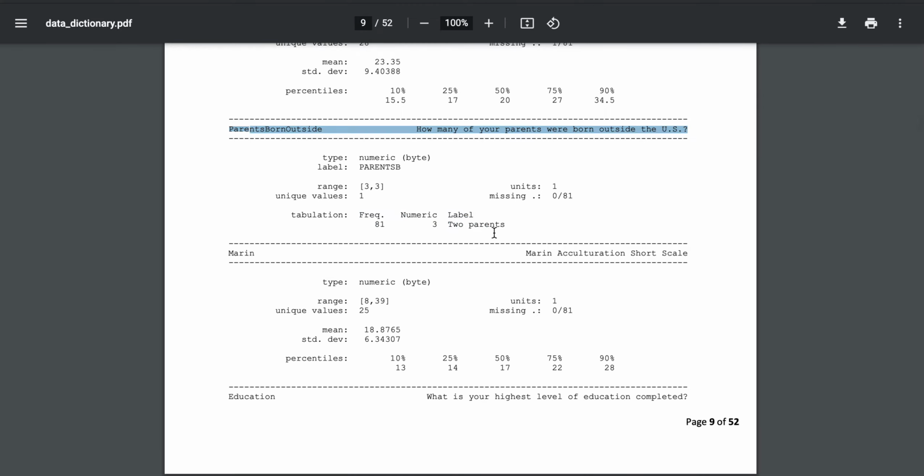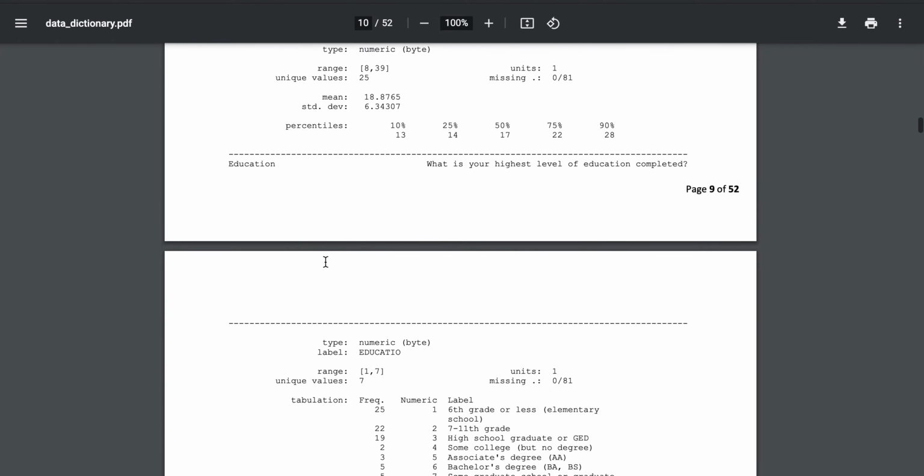Marine acculturation short scale, I don't exactly remember what it is, but it's about acculturation, and part of this research is about studying the association between the levels of sugar in blood and acculturation in the US for Mexican Americans who have recently moved from Mexico to the US, or their parents have moved, and how is that been influencing the levels of sugar in blood.